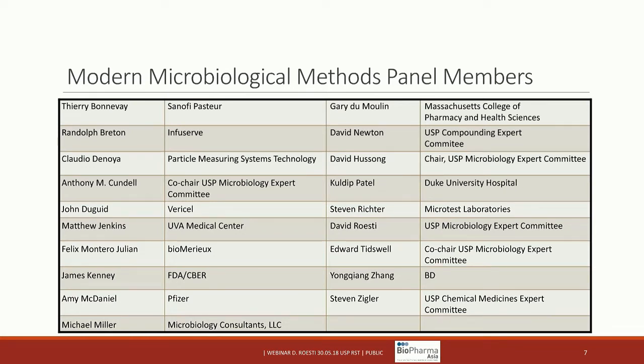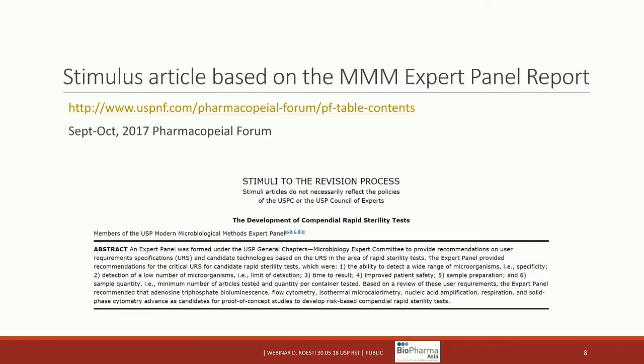So there was a lot of discussion within this expert panel, and basically the goal of the expert panel was to define user requirement specifications for rapid sterility test, and also to already have a pre-selection of potential candidate technologies that may be used to fulfill these user requirement specifications. The outcome of the discussions has been written in a stimulus article, and this is based on the modern microbiological method expert panel report. So you can still read this stimulus article on the website of the USP. I put the link here.